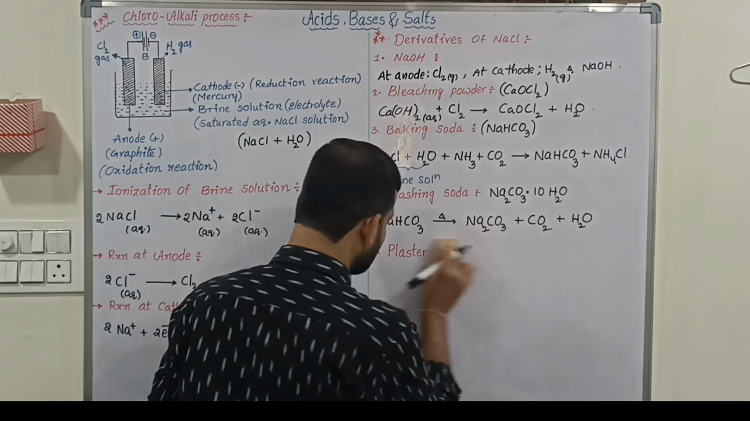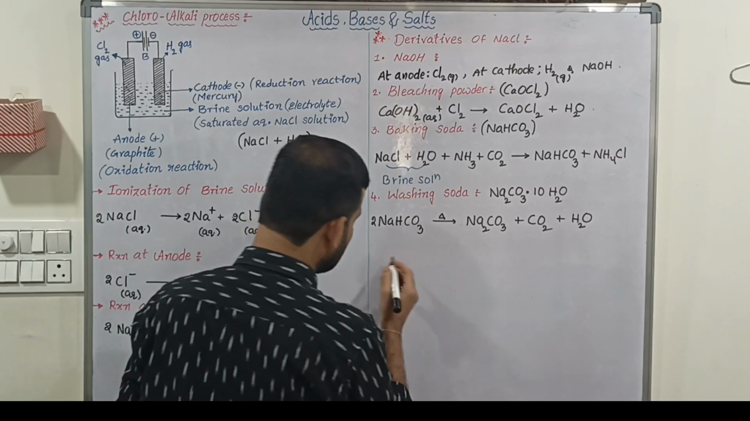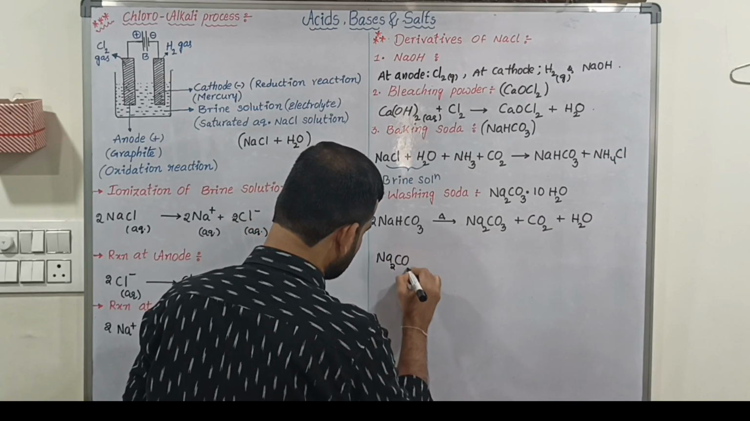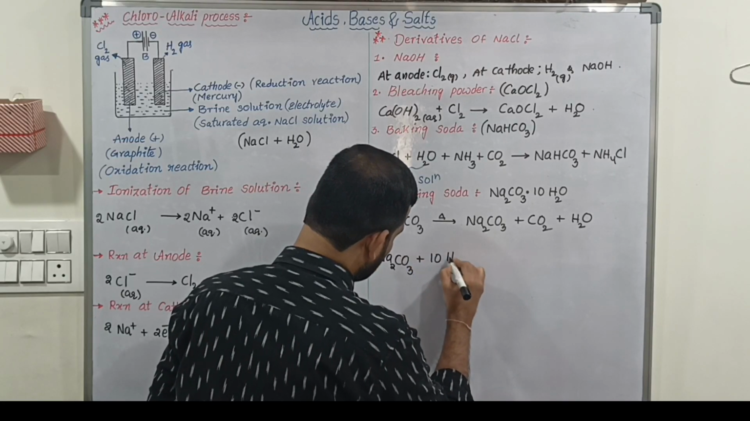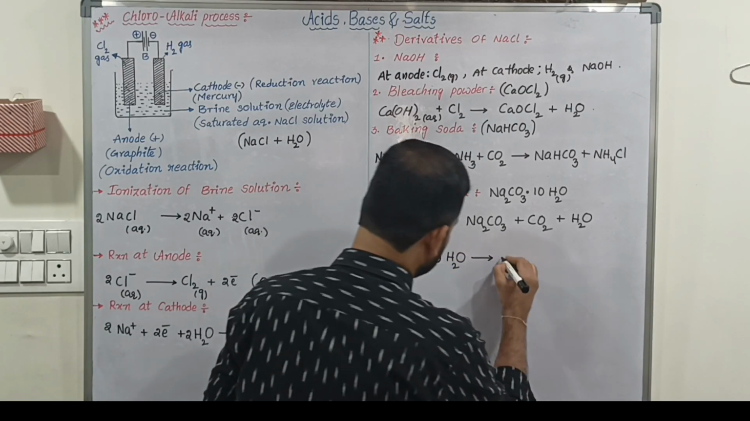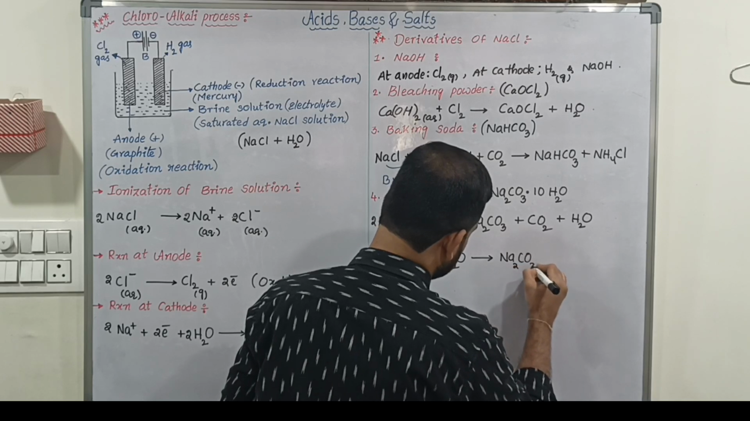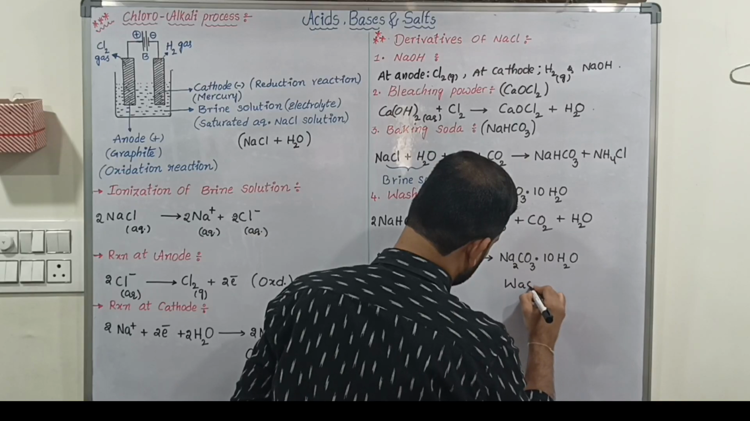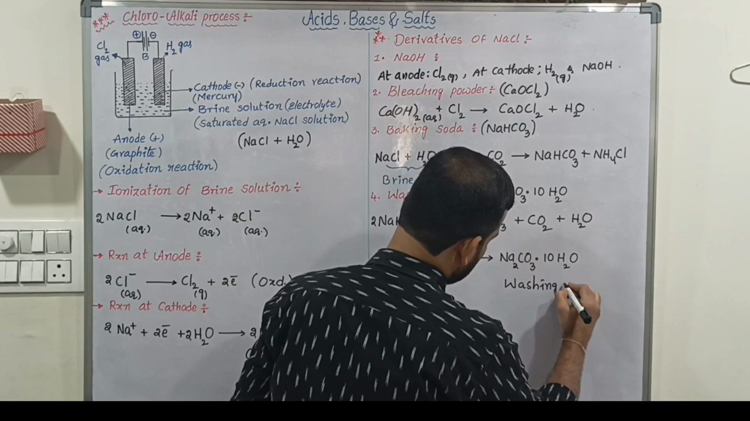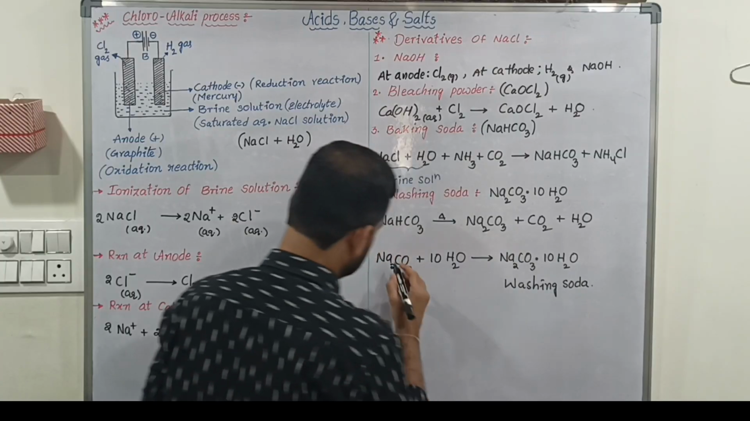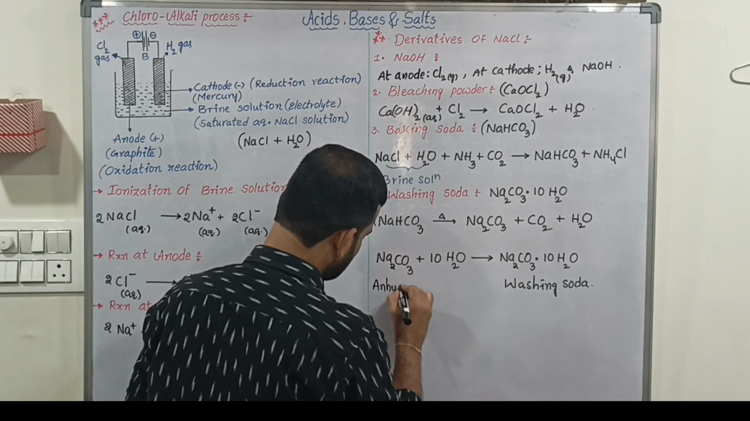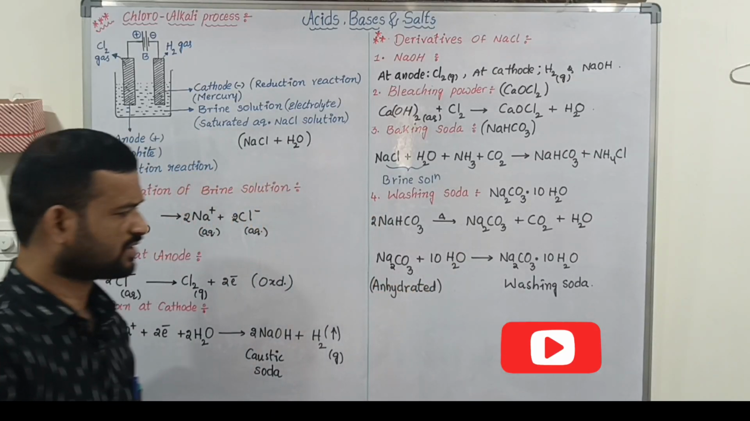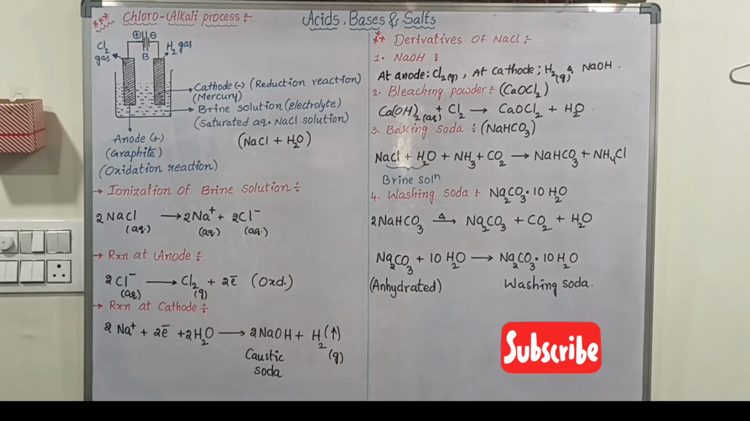Whenever we add a fixed number of water molecules, that is, when Na2CO3 is mixed with 10 moles of water, it is converted into Na2CO3.10H2O. That is called washing soda. The earlier one is anhydrous sodium carbonate. Anhydrous means without water molecules. Understand?